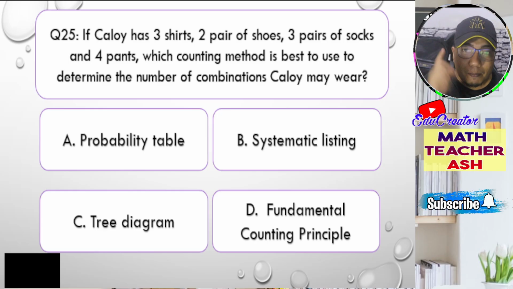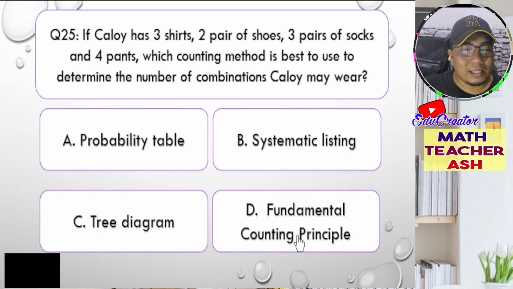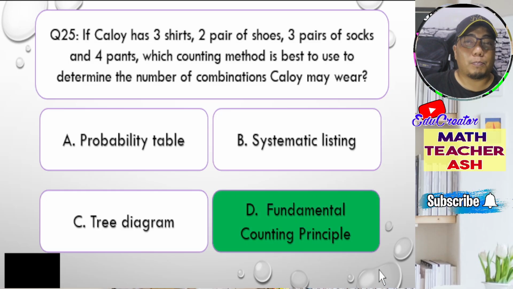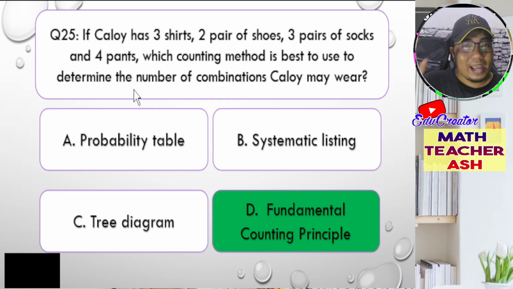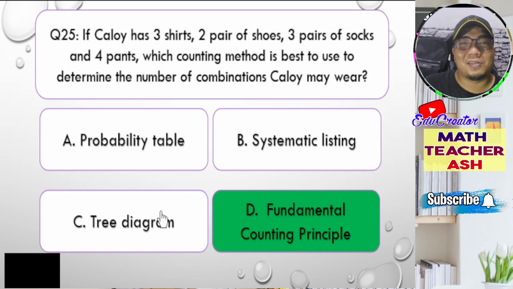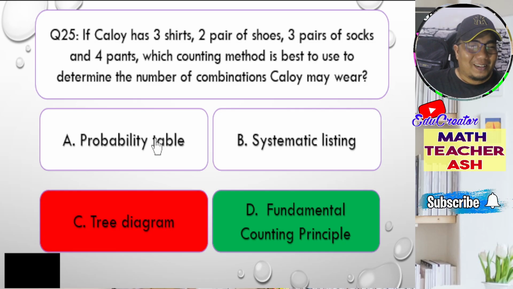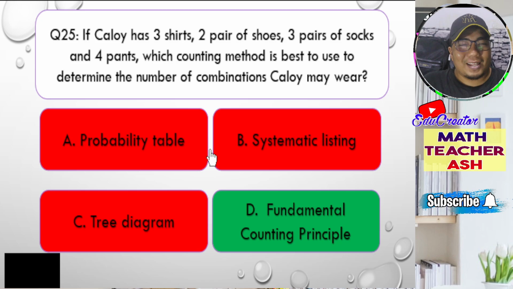Okay, so the best way to do that is very, very simple, my dear math learners, and that is the fundamental counting principle. Why? Because in the fundamental counting principle, what you need to do is you just multiply those numbers, 3 times 2 times 3 times 4, and that is the total number of combinations Kaloy can wear in his clothes. Okay, so A, B, and C are wrong. I hope you got that one, my dear math learners.